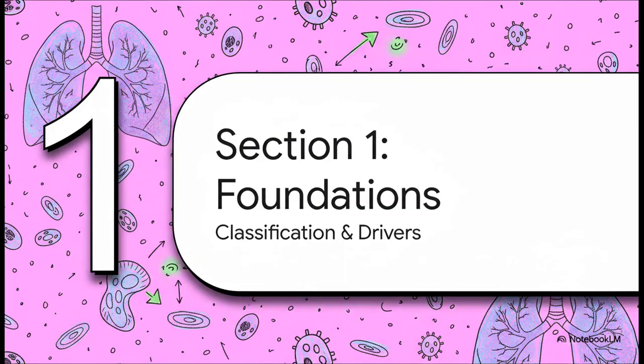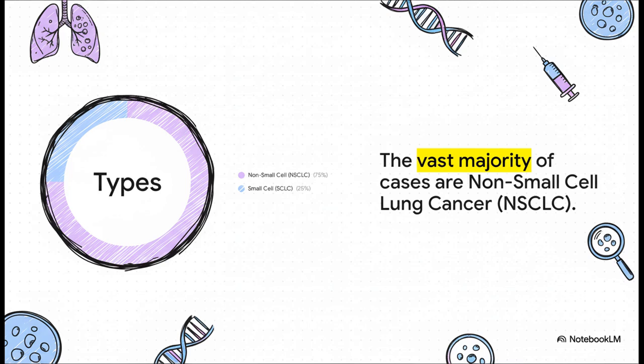Okay, first up, let's lay the groundwork. You've got to get the fundamental classification right, because honestly, everything else we talk about today is going to hinge on this. It dictates the prognosis, the treatment, the whole shebang. At the highest level, it really all boils down to this simple but incredibly important split. About 3/4 of the time, we're talking about non-small cell lung cancer. That other quarter, that's small cell. And as you're about to see, they are two completely different animals.